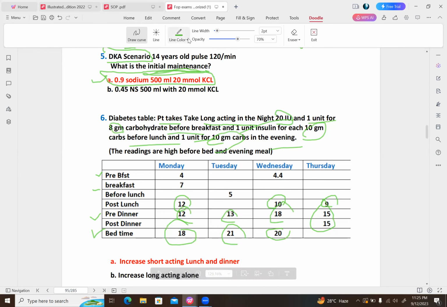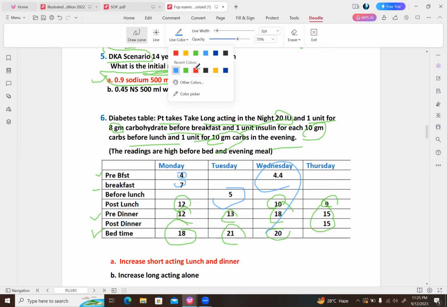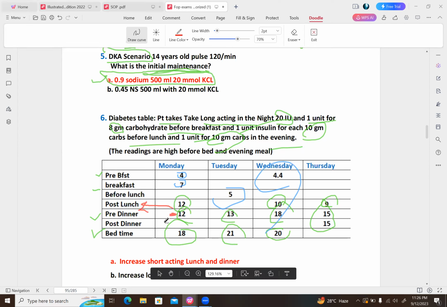This is fine. This is fine. So where it is not balanced, where is the problem? Look, it is post lunch. The problem is post lunch. The problem is with dinner. Pre-dinner means in between the lunch and dinner, and post-dinner levels are also high at night.